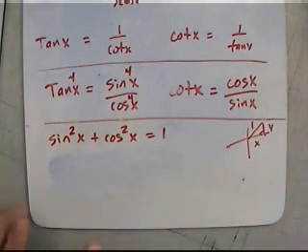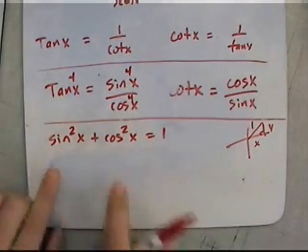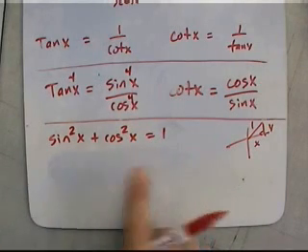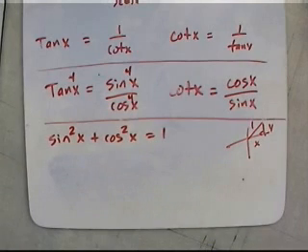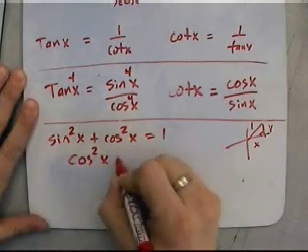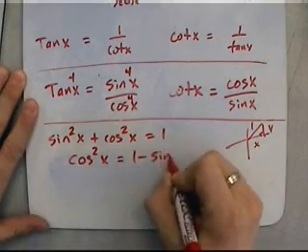Another thing to watch out for is on the sine squared plus cosine squared, we can actually manipulate this a little bit. We can do the same thing to both sides. And on this one, let's say we subtracted sine squared from both sides. So if we subtracted sine squared on both sides, we would get cosine squared equals 1 minus sine squared. So that's another one. Cosine squared of x equals 1 minus sine squared.